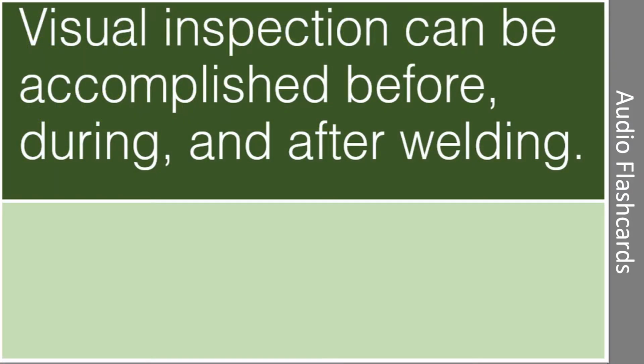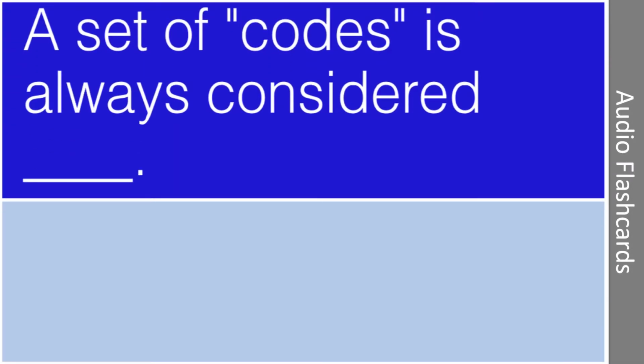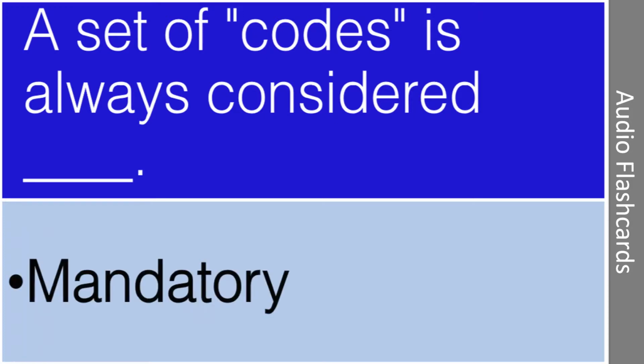Visual inspection can be accomplished before, during, and after welding. True or false? That would be true. The set of codes is always considered blank, and this also applies to the word shall anytime you see it in a question or in the code. So a set of codes is always considered mandatory, just as the word shall means mandatory.